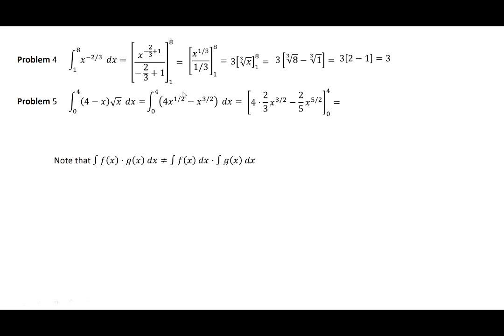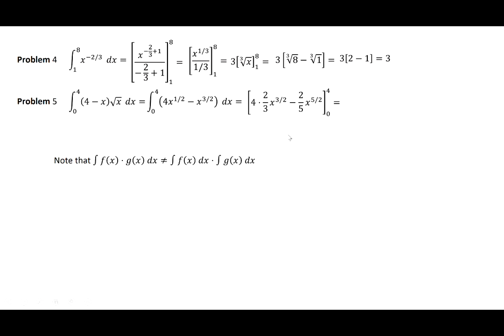Okay, 1/2 plus 1 is 3/2. So we have x to the 3/2 over 3/2. But instead of saying over 3/2, I'm saying times 2/3, the reciprocal of it. Similarly, x to the 3/2 plus 1, 3/2 plus 1 is 5/2. So x to the 5/2, instead of over 5/2, let's say times 2/5, which is the reciprocal of 5/2. So that's what I did.